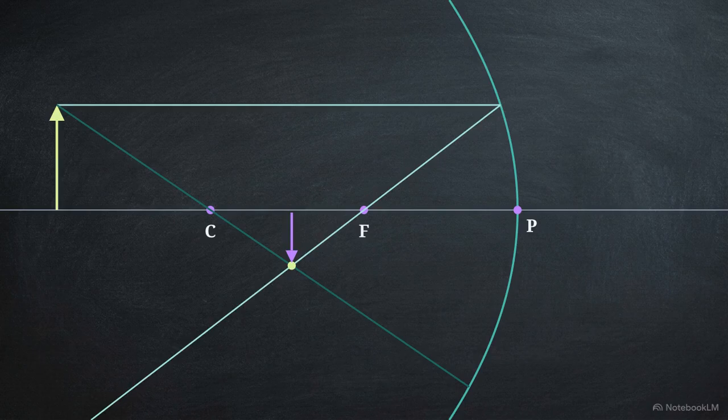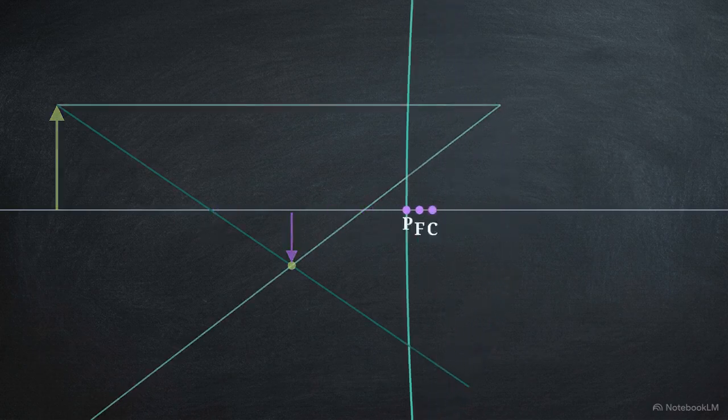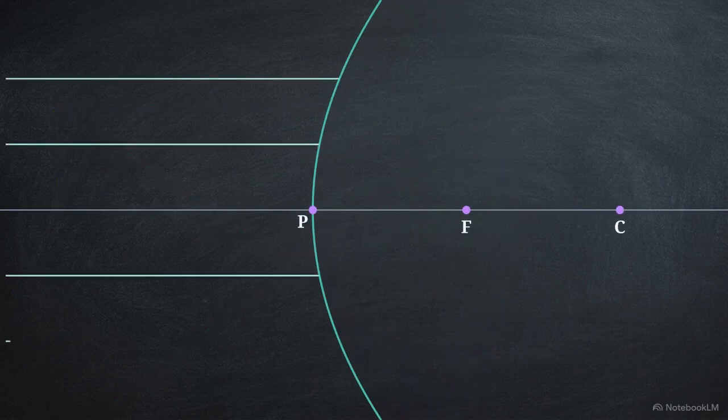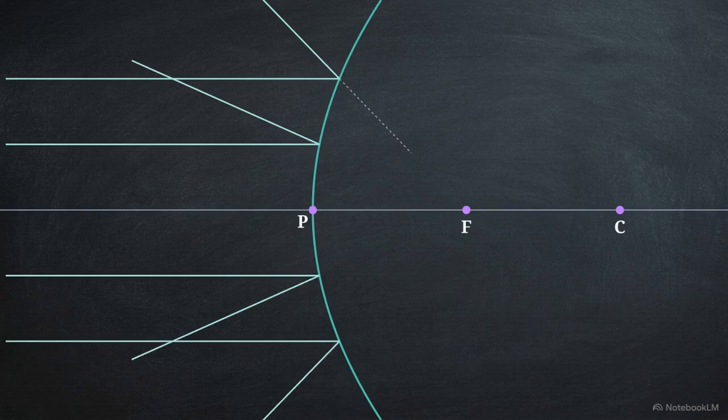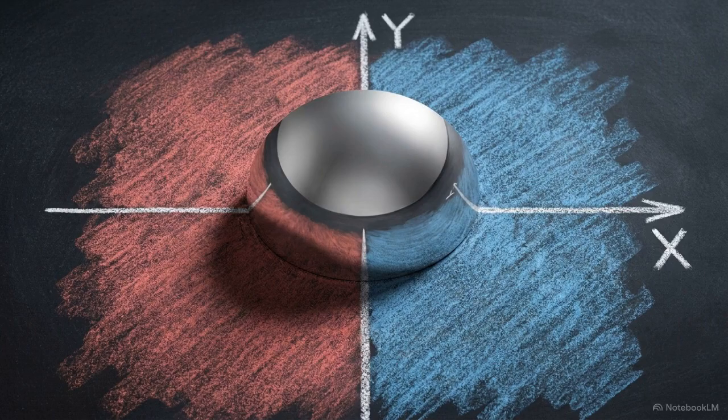upside down. A convex mirror forces parallel rays to diverge or scatter outward. However, if we trace these scattered rays backward, they appear to originate from a virtual focus located behind the mirror's surface. To turn these drawings into calculations, we use the new Cartesian sign convention, treating the mirror's pole as the origin on a coordinate grid.